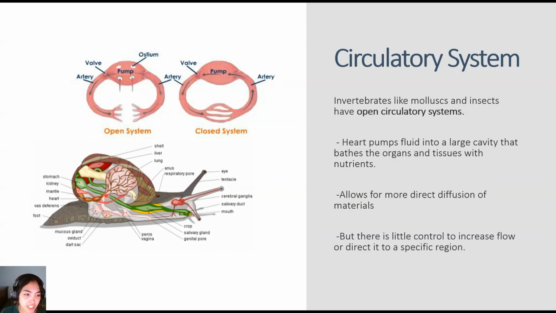Okay, so just think, here's the heart, and it's literally just going to pump everything and bathe it all in these types of organs here. That's it. That's all it does.